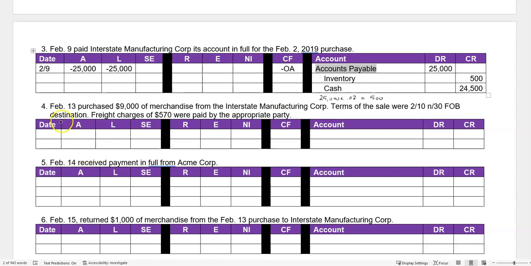All right, February 13th, we purchased $9,000 of merchandise from Interstate Manufacturing Corp. Terms of the sale were 2/10, n/30 FOB destination. Now, I told you eventually we'd get there. Now we're seeing it.